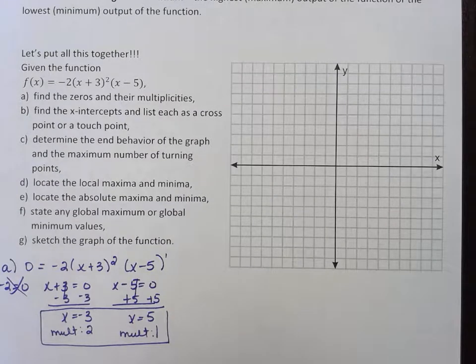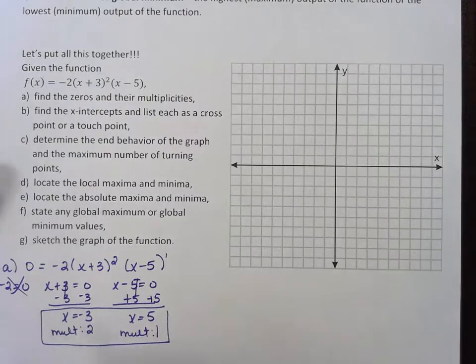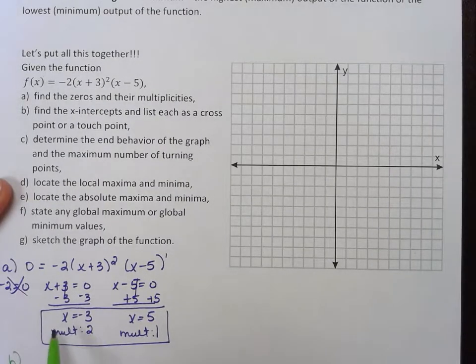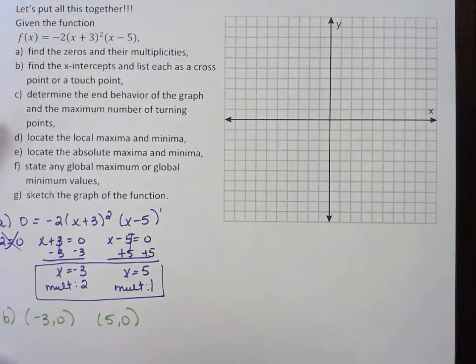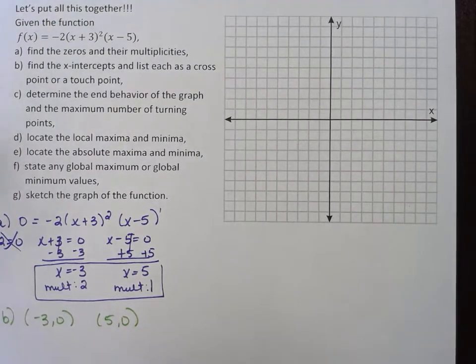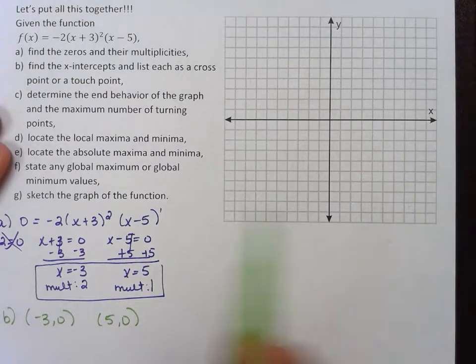Find the x-intercepts and list each as a cross point or a touch point. Well, the x-intercepts are the zeros in ordered pair form. -3, 0, and 5, 0. Sorry about that. There we go. And the multiplicity is what tells if it's a cross or a touch point. Multiplicity 2 is even. That's a touch point. Multiplicity 1 is odd. That's a cross point.